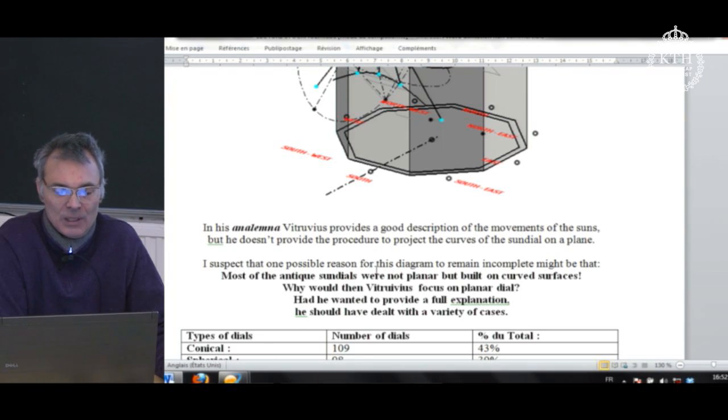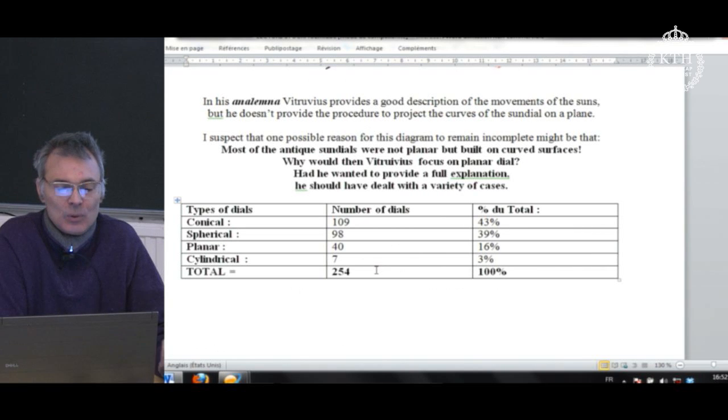What is strange in the De Architectura is that Vitruvius explains quite well the analemma, but does not explain how the curves project on the building or on the solar clock. I think there is one possible explanation, which is that you have to take into account that in antiquity, most of the solar clocks were not projecting on planar surfaces.